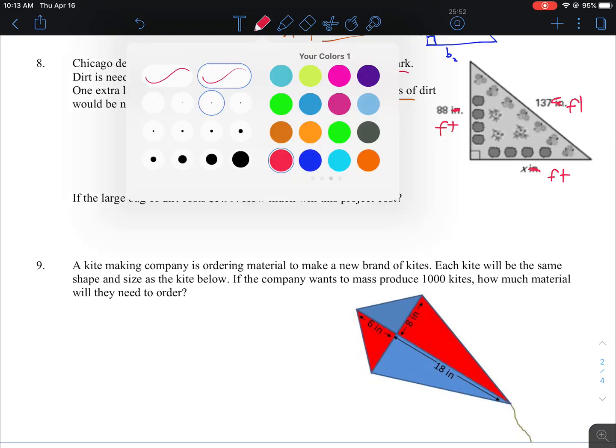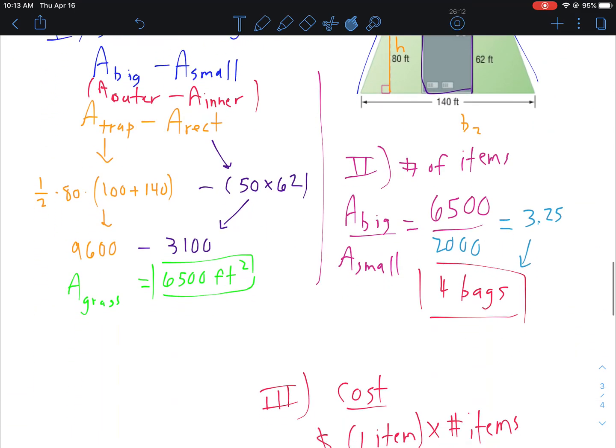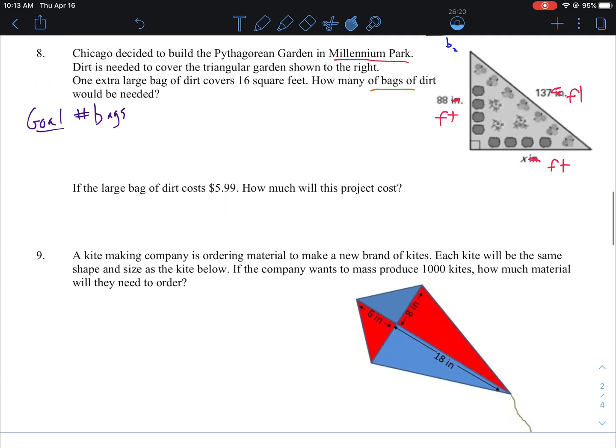So, a couple things here. If you watch the original video, it's always helpful to know what your goal is. And your goal in this case is to find the number of bags of dirt. And what we talked about in the previous video is anytime you need to find a number of something, like a number of bags, kind of looks like this question, you're probably going to have to find the area of the big shape, in this case, the triangle, and divide it by the amount of area one bag occupies.